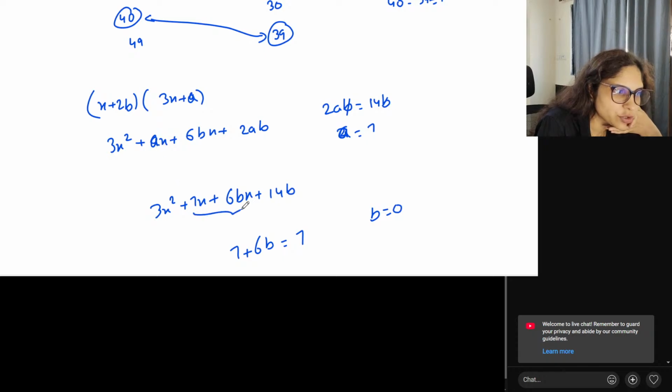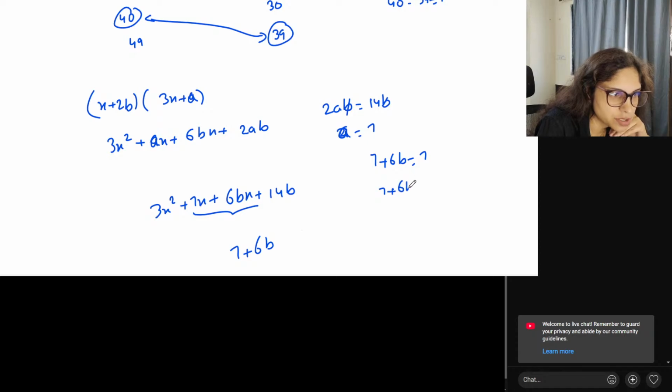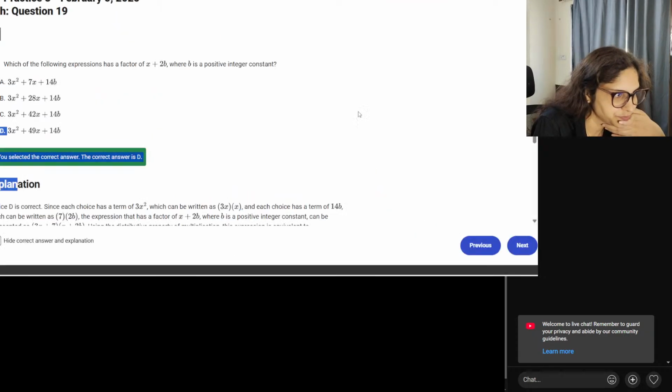If a is 7, then the coefficient of x is 7 plus 6b. And now there are 4 options given to you. 7 plus 6b, and b should be a positive integer. So you can just check the options. 7 plus 6b is equal to 7. 7 plus 6b is equal to 42. 7 plus 6b is equal to 14. 7 plus 6b is equal to 49. Over here you're getting a positive integer value for b. Here you're getting 0, which is an integer, but it is not positive. Okay, so that's the thought process behind it.